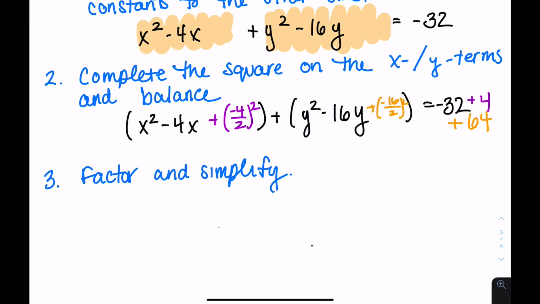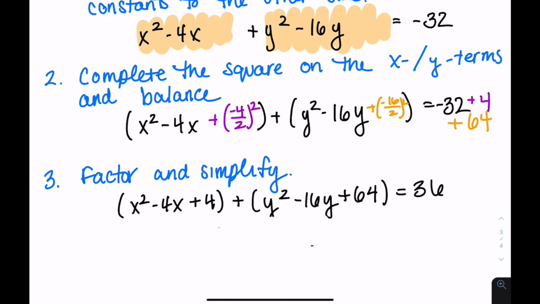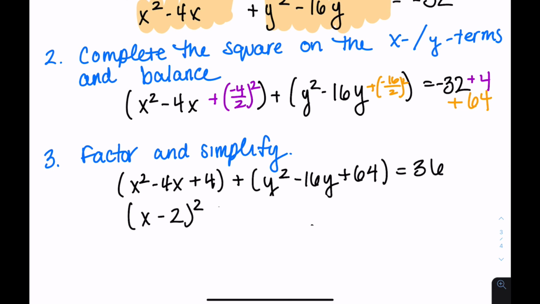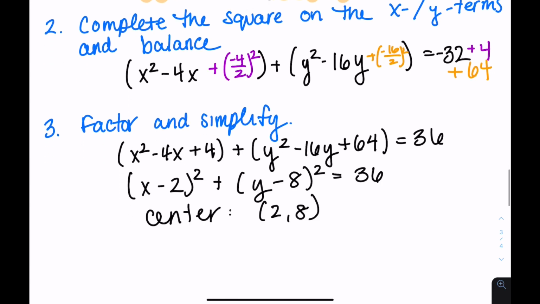So now we go ahead and just factor. The left simplifies to x squared minus 4x plus 4. The right, we added 64, and then on the right-hand side of the equation, we have 36. So each of these are perfect squares. And so now we can pick off our center as (2, 8), and our radius is equal to 6.